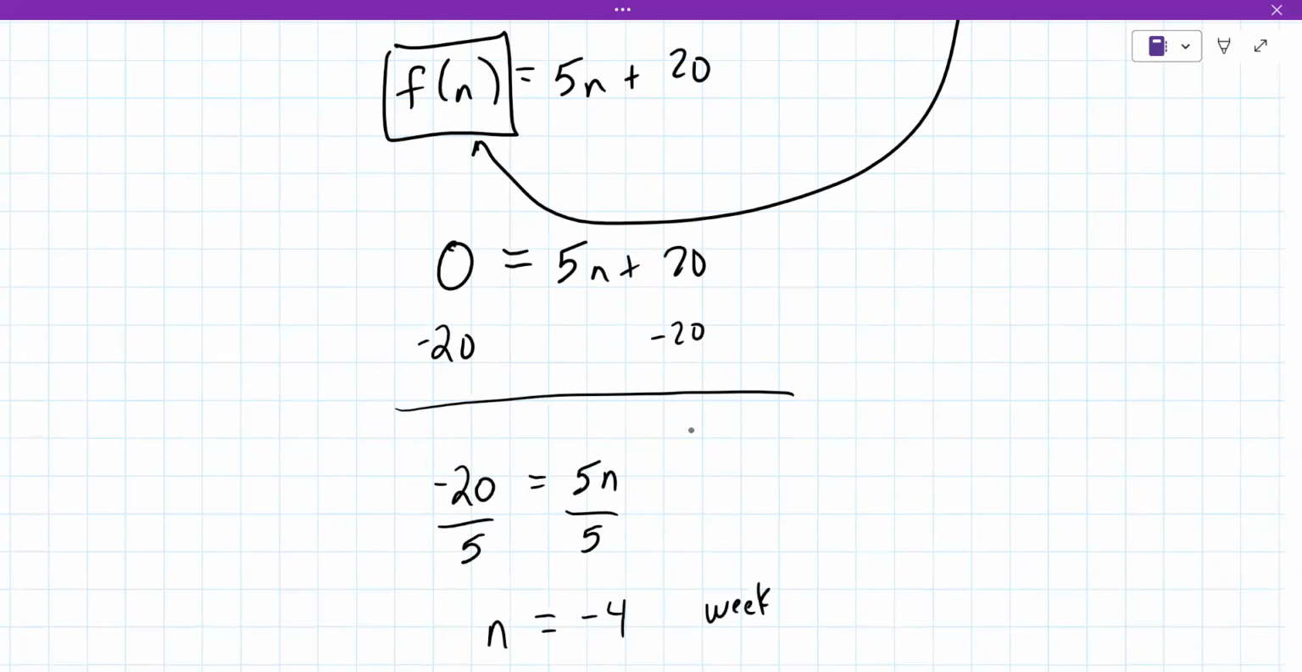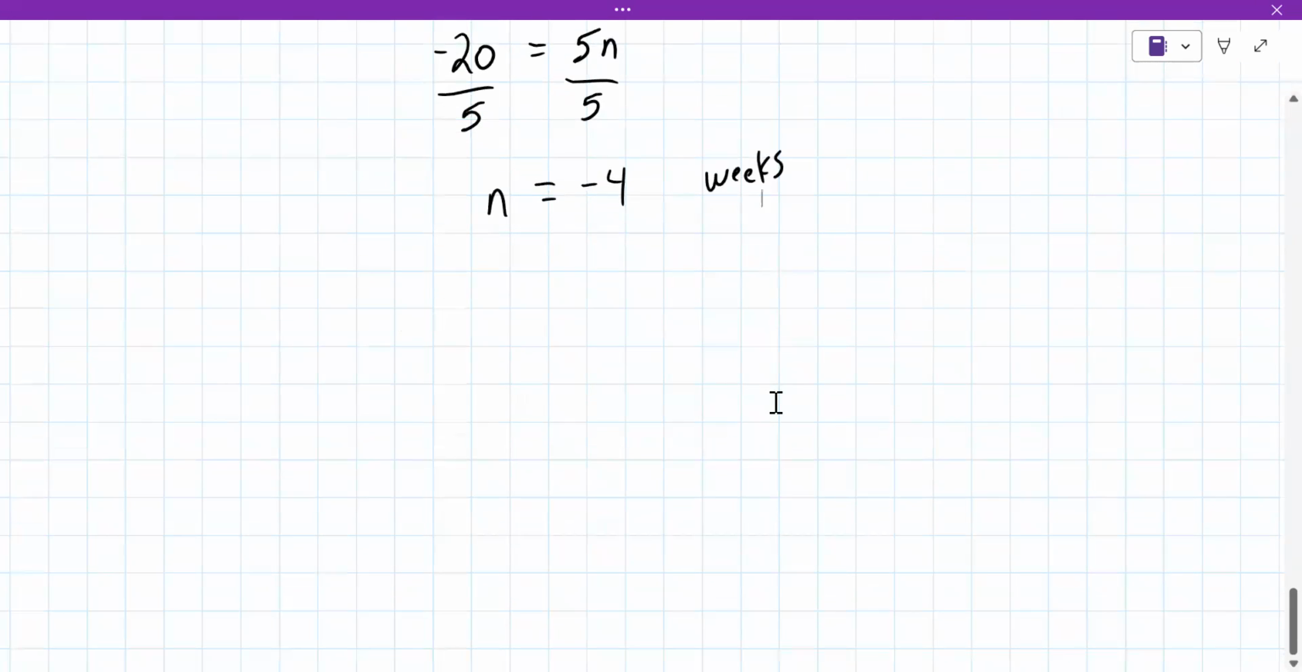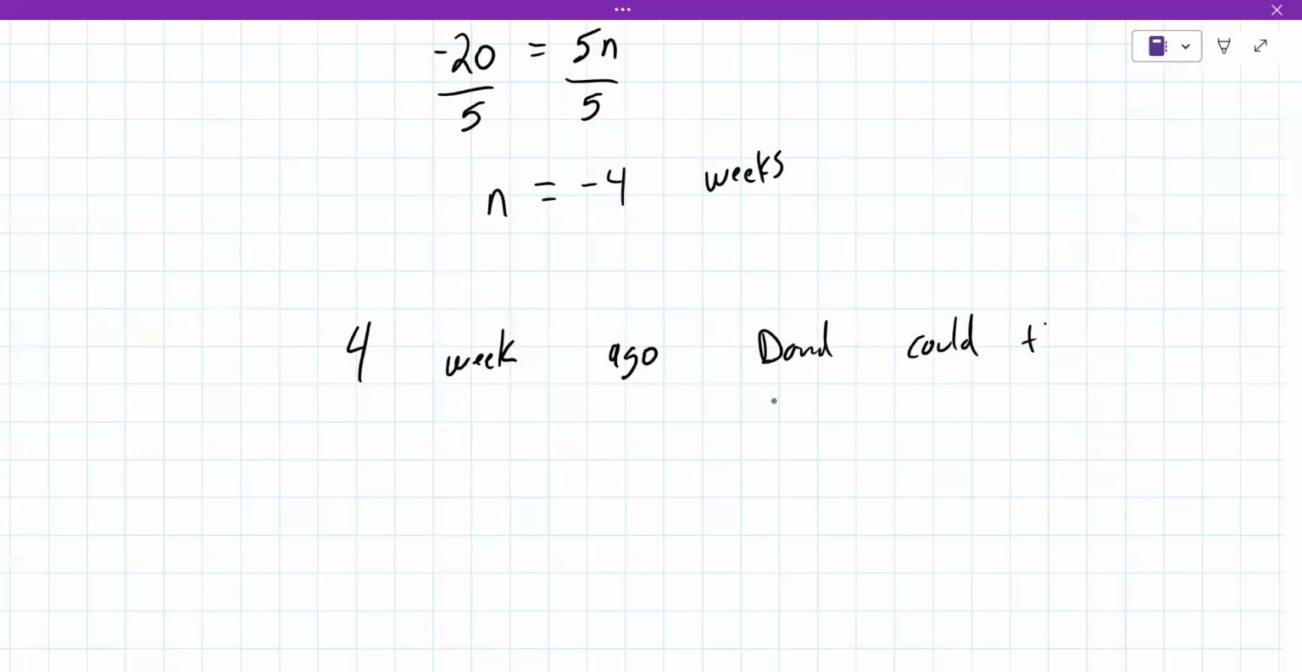Negative 4 in weeks. So negative 4 weeks. Does that even make sense? No. Okay, you might say it would be like 4 weeks ago. It makes a little bit of sense, but David could throw 0 yards. Maybe, it kind of depends on how you want to interpret it.